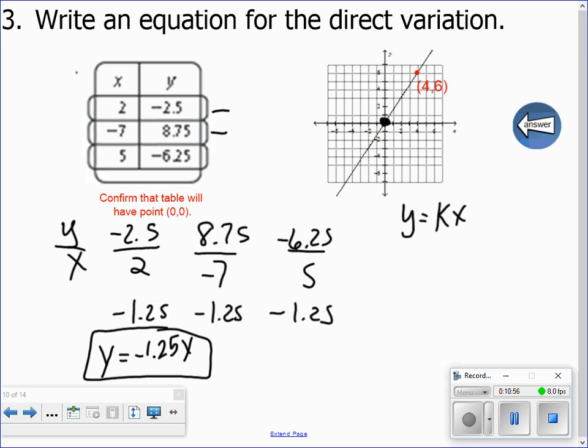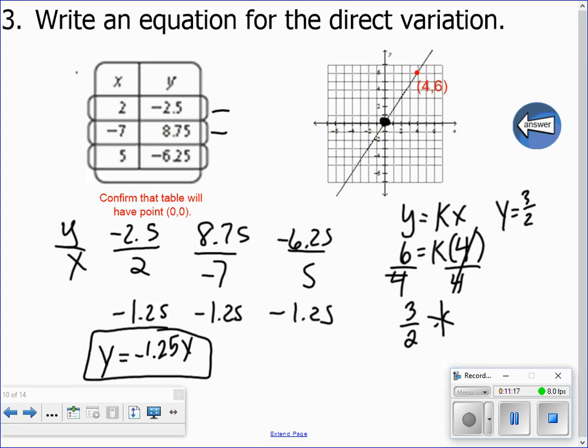We have a point. 6 is the y value. 4 is the x value. And then solve for it, right? So the 4's we cancel out here. K is equal to 6 over 4 or 3 over 2. And then we could write the equation as y equals 3 halves x.